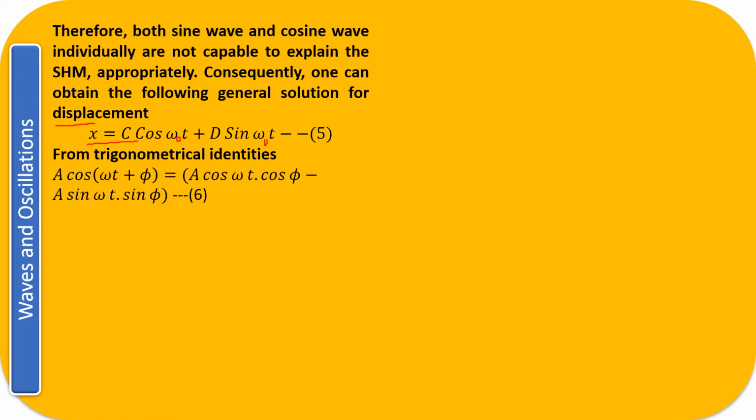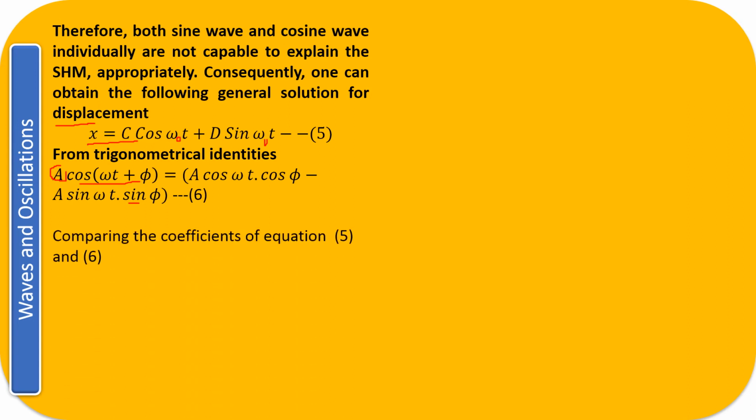Now we have one trigonometric identity: cos(a plus b) is equal to cos a into cos b minus sine a into sine b. So what I have taken here is a cos(omega t plus phi). If I apply the same identity, a is common, so a multiplies both terms. So I have written a cos omega t into cos phi minus a sine omega t into sine phi. I have done nothing but apply cos(a plus b) equal to cos a cos b minus sine a sine b.